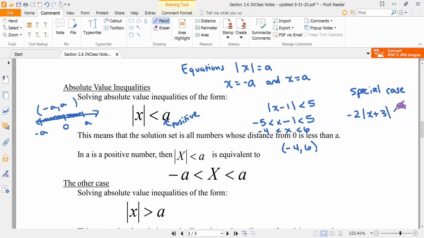Let's say my problem was this. First of all, it doesn't look like it's right because it has a greater than symbol. Let's actually do greater than or equal to. But it's not isolated yet. This absolute value is not isolated. So if I go to solve it, I have to divide by -2.